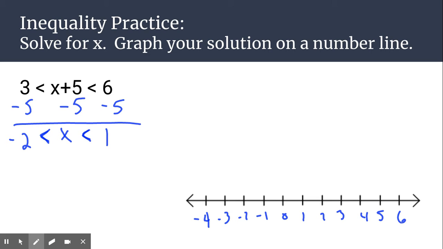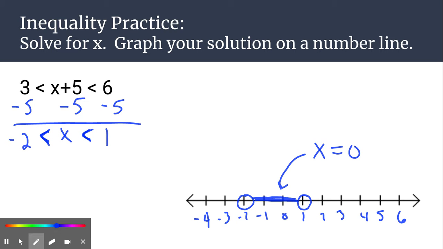I need the x's that are between -2 and +1. I am just less than and less than here. I'm not equal to, so I need open circles. And then I'm going to shade everything between. If I tested a value in here, for instance, if I tested x equals 0, x equals 0 should make my original inequality true. So it should make this true.